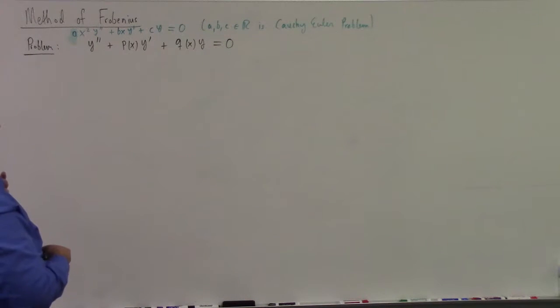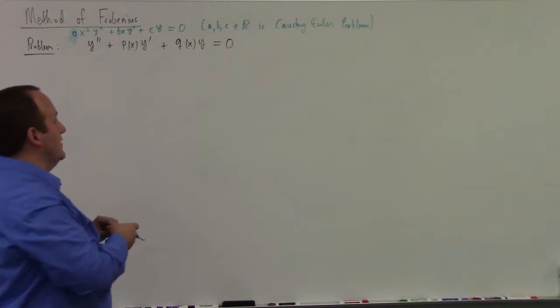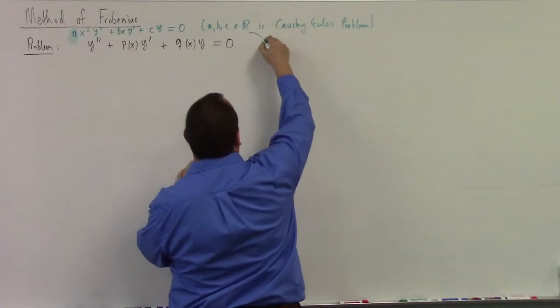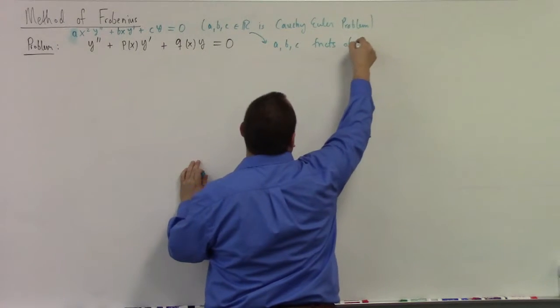So basically what we want to do is look at the Cauchy-Euler problem, but now we're letting a, b, and c not be constants anymore. We're taking a, b, and c and we're saying a, b, c functions of x.